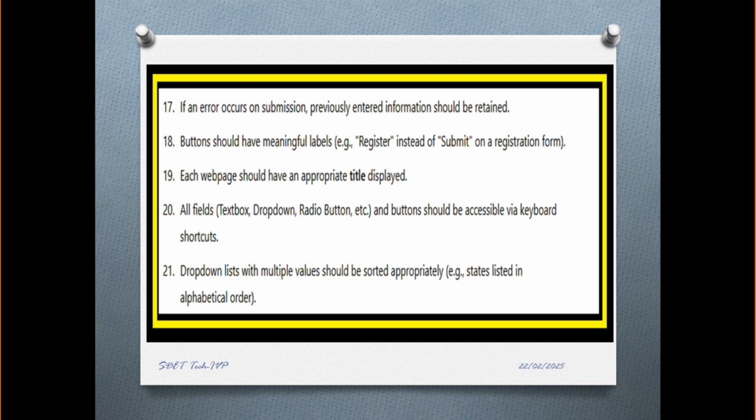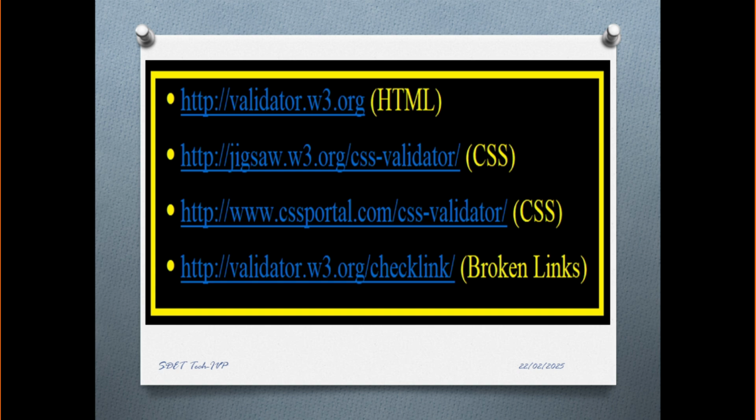Okay. All fields, text, drop down, radio button and button should be accessible via keyboard shortcuts like tab and the space bar. If you press tab, it should move to the next field, and if you press space on the radio button, it should be selected. The same goes for the check button. I hope you got the understanding. Drop down list values should be stored appropriately and should be in alphabetical order from A to Z.